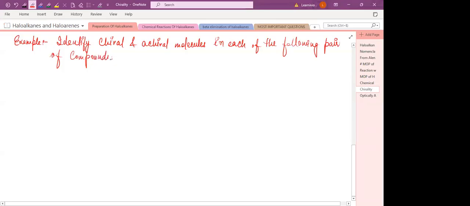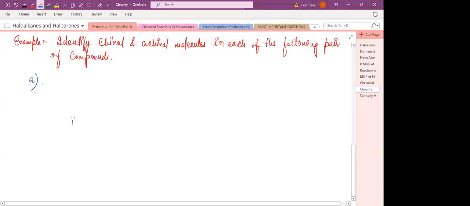Basically, the structures of these molecules are given in wedge and dash representations. You must have studied this in class 11th: what is wedge and dash representation and how we can draw the wedge and dash structure. This is your first option, question A. Basically in question number A, there are 2 options.